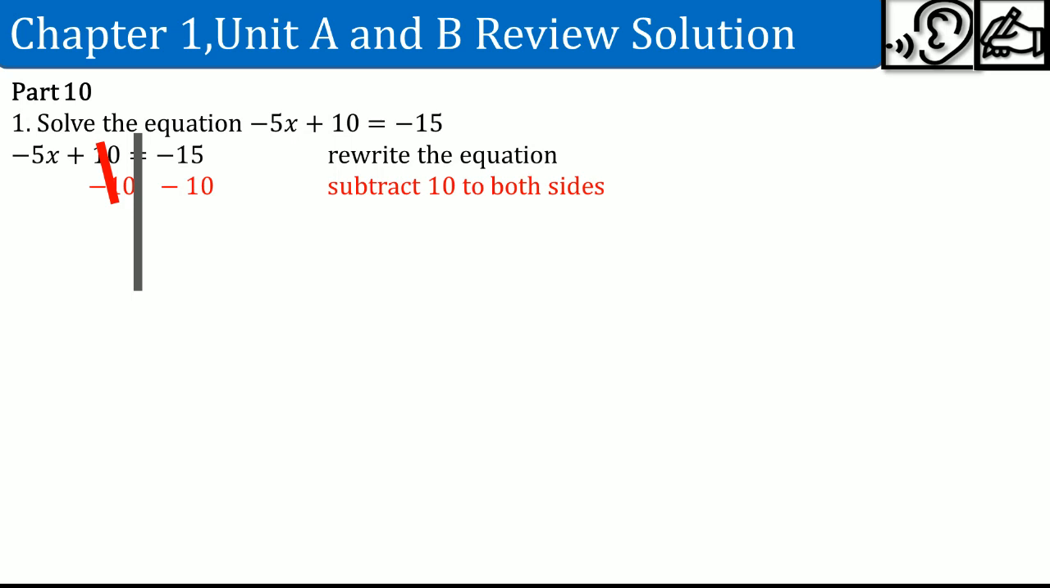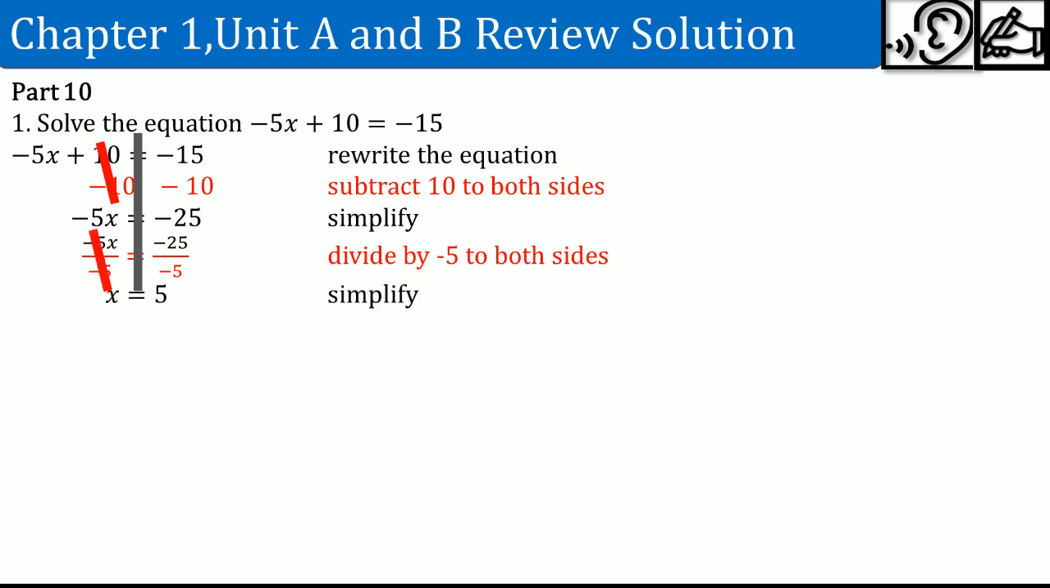The red mark was there from the start. On my left-hand side, negative 5x is what's left. On my right-hand side, negative 15 minus 10 is negative 25. Don't get it wrong. Put it in your calculator: negative 15 minus 10. Okay, negative 25. Divide by negative 5 on both sides because you're trying to get the x alone. You get x equals 5 because negative 25 divided by negative 5 is a positive 5. That's your answer for number 1 for Part 10.